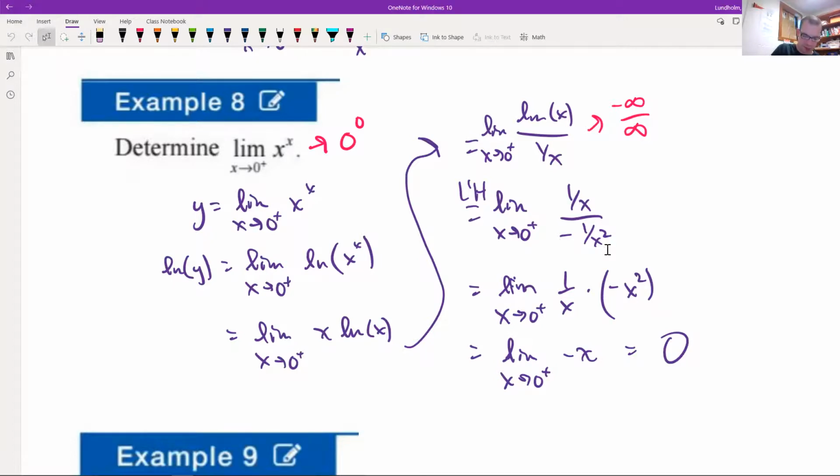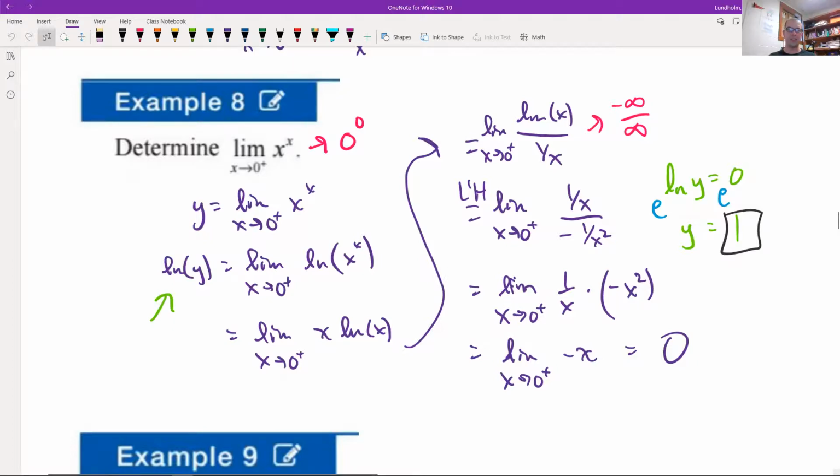Remember, back here, we had the natural log of y, and that's what equals 0. So ln of y equals 0 means that y should be equal to 1. Again, you could exponentiate on both sides. Boom, boom. Okay, that feels better. So now the limit is equal to 1. And that's what we put a box around. Okay, cool.